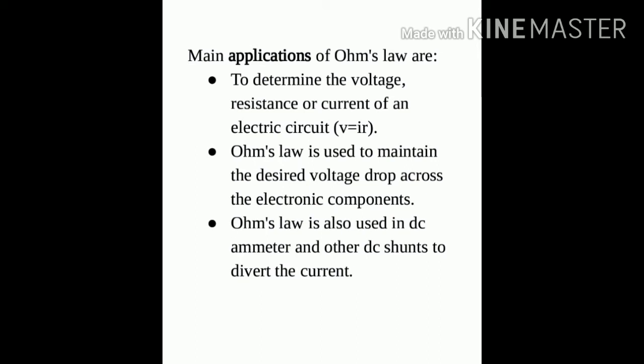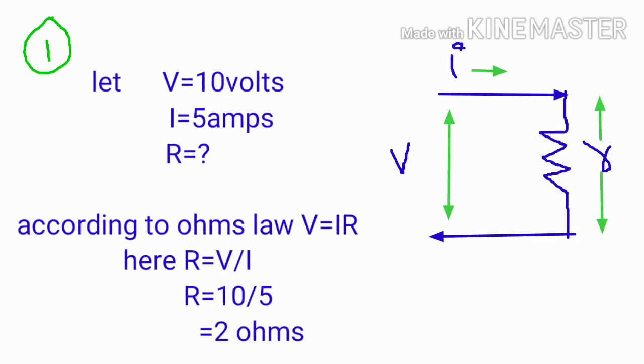And coming to the numerical problems, here we have some data, V equal to 10 volts and I equal to 5 amperes, and we have to find resistance R. According to the Ohm's law, V equal to IR and R equal to V by I. By substituting numericals, 10 by 5, R equal to 2 ohms.